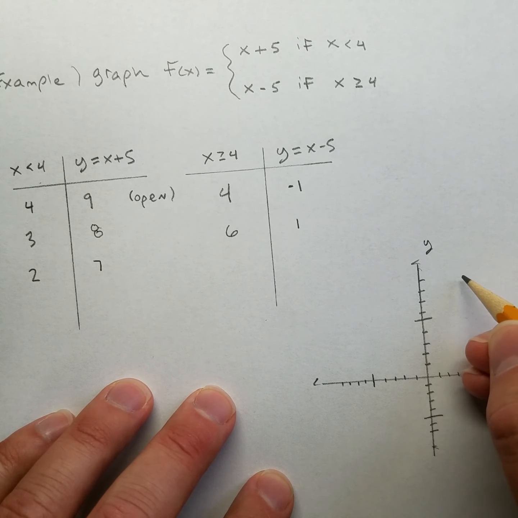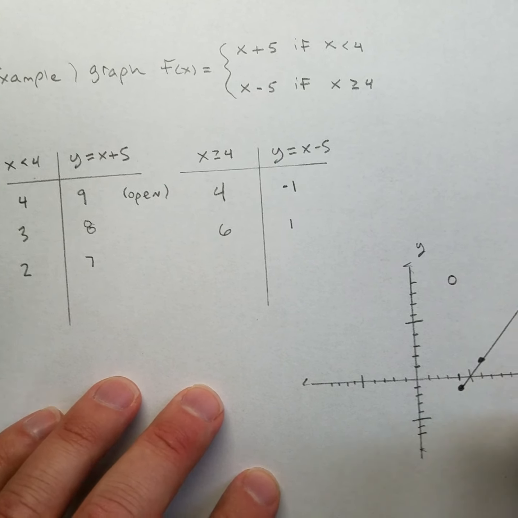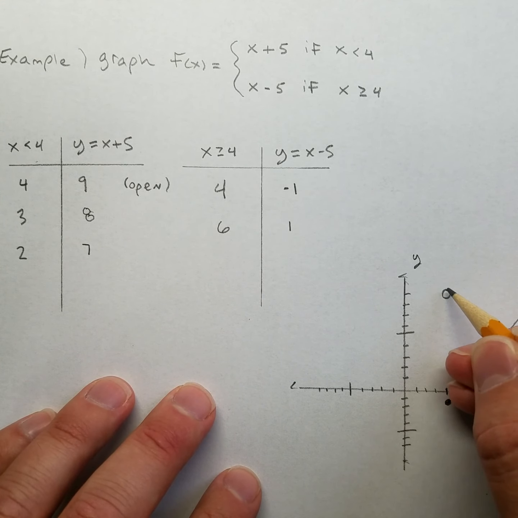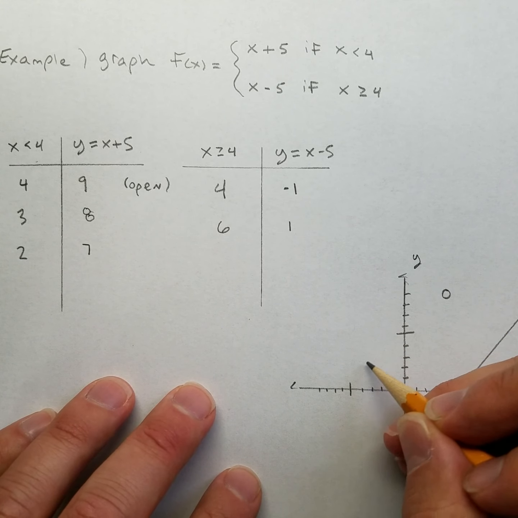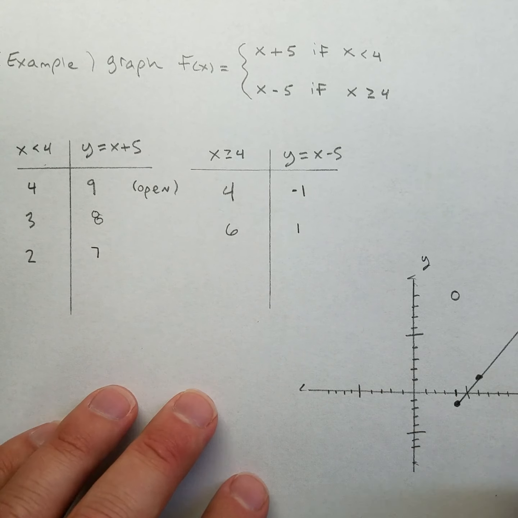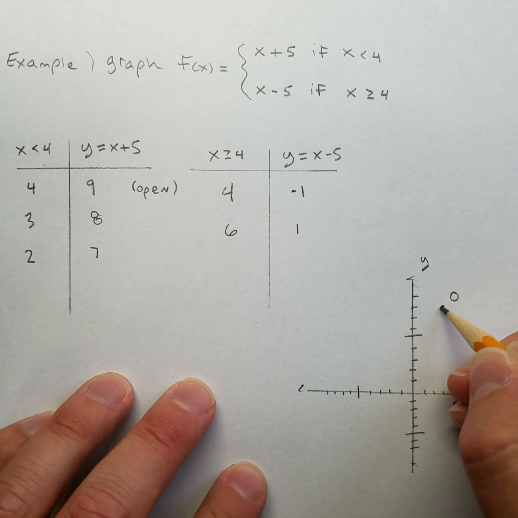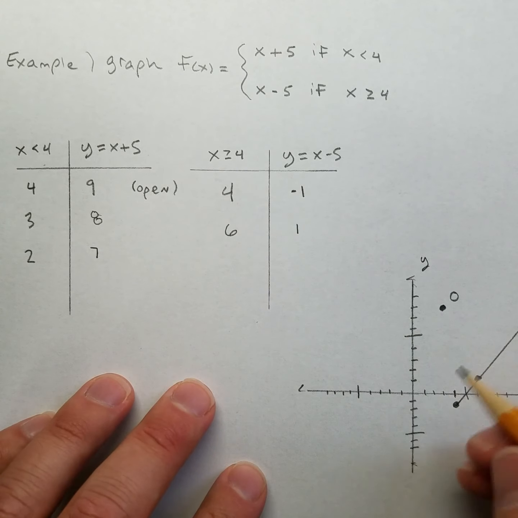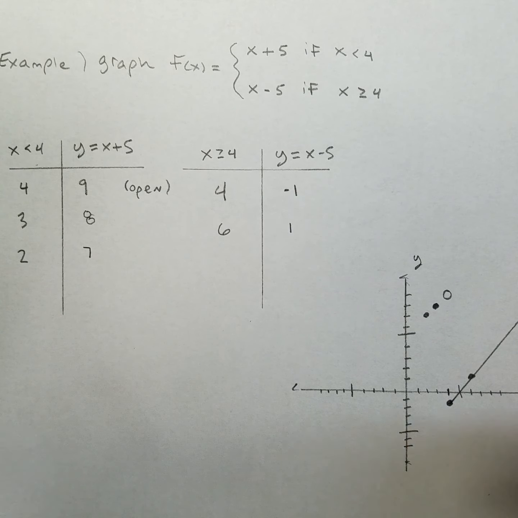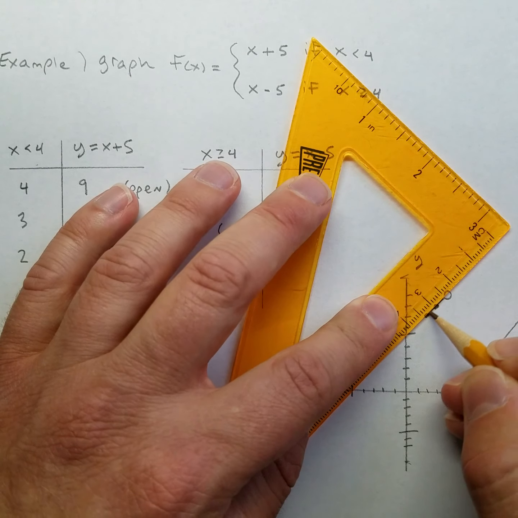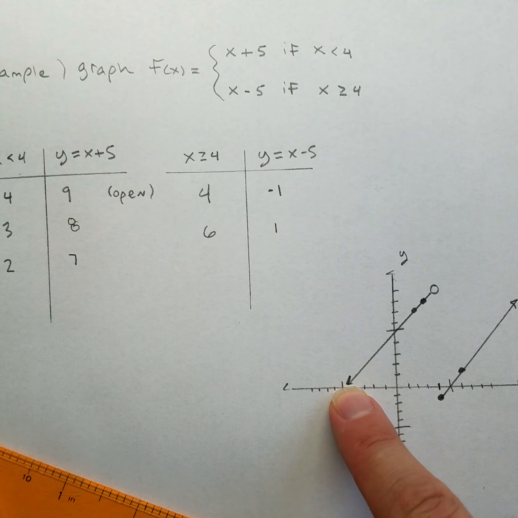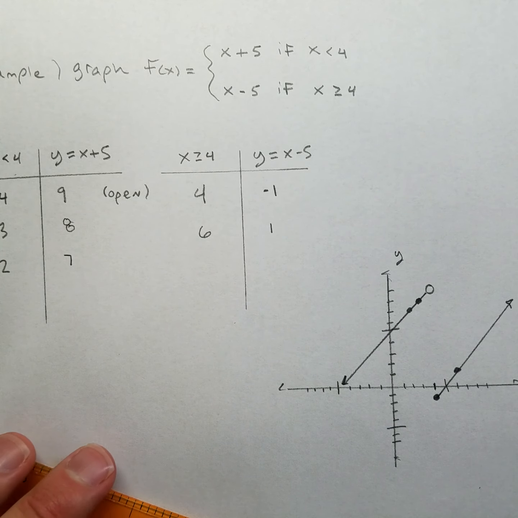That'll take me all the way up here, but that point really is not included. When I draw an open circle, that's just my way of saying that the graph goes to that spot, but that point is not actually on the graph. 3 and 8. So 3 and 8 is here. That point's on there. 2 and 7. 2 and 7 is here. I see a pattern. It's another line. Okay? And it goes to the left forever. The arrow indicates that the pattern you see just continues like that.